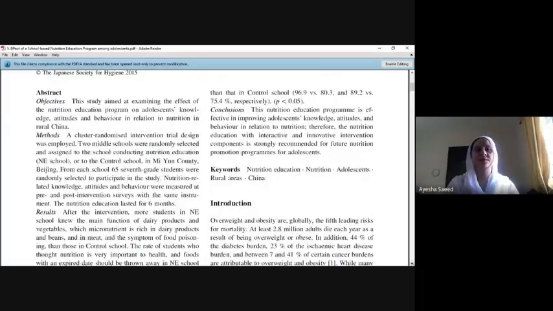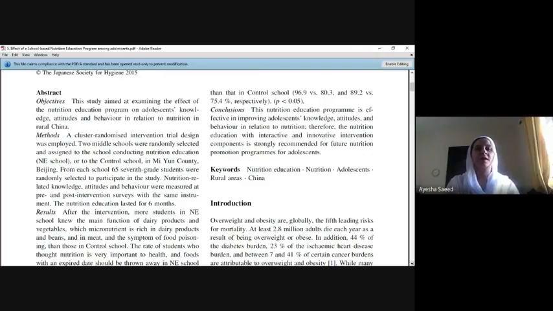An abstract is a summary of the introduction, methods, and main findings. It is a brief overview of what was done in the research. The first are the objectives. This study aimed at examining the effect of a nutrition education program on adolescents' knowledge, attitudes, and behavior in relation to nutrition in China.